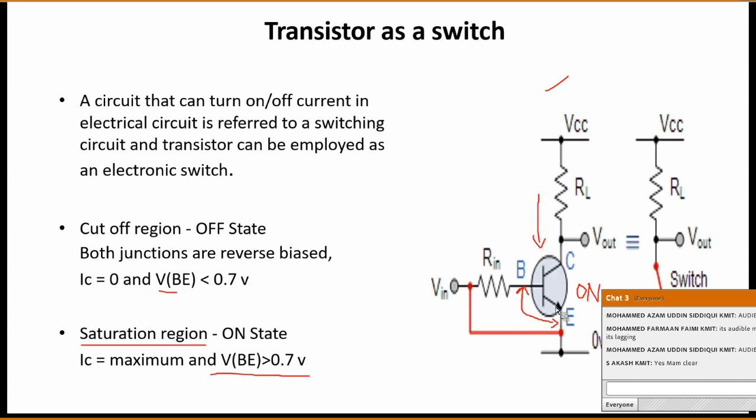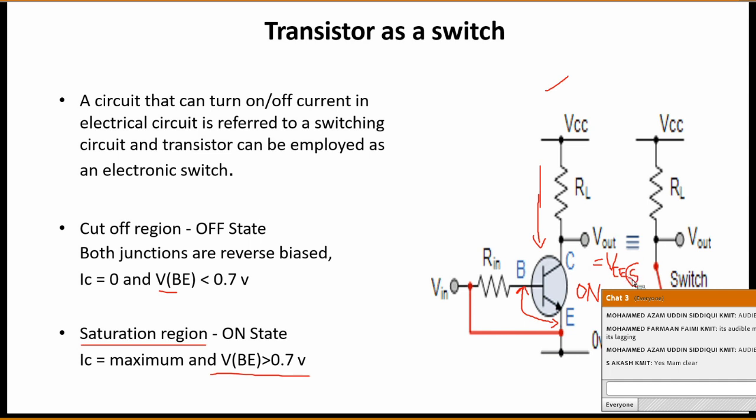The current will flow from VCC through RL, or like a transistor, from collector to emitter, and it will move to ground when the transistor is conducting. So the output will be equal to what? The output will be equal to VCE sat, because the entire voltage drop will be across the resistor and the transistor, and the current will be flowing through the resistor and transistor. The output voltage will be very, very small, equal to VCE sat.